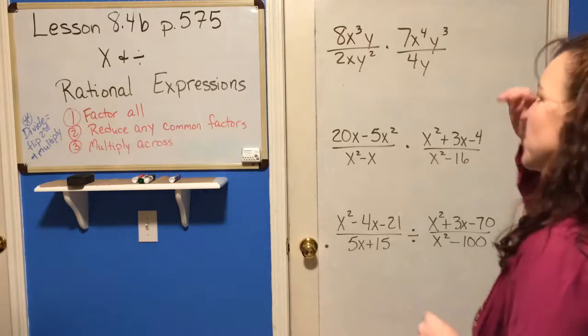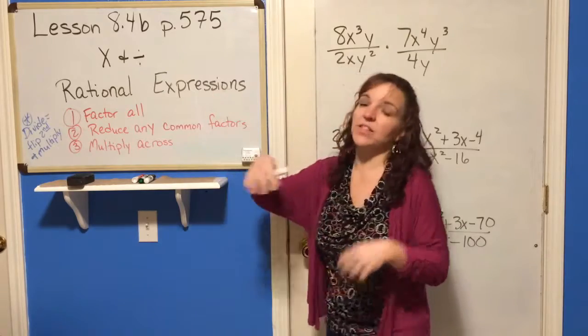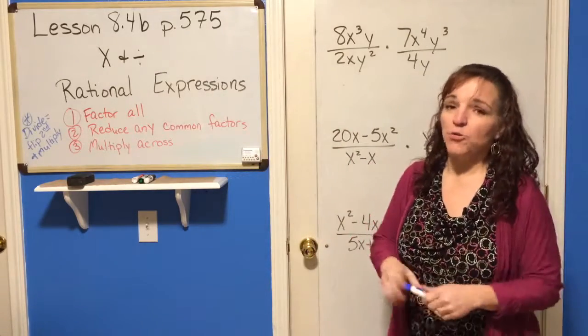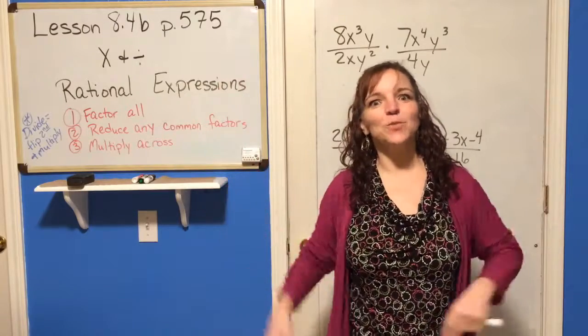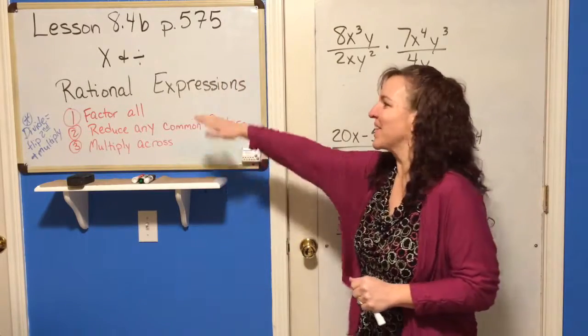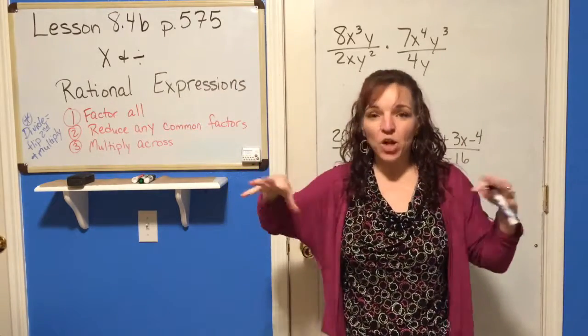Second half of section 8.4 is multiplying and dividing rational expressions. And again, rational expressions being fractions, and you're going to say, but I know how to multiply and divide fractions. Great, this will be an easy section for you. Here we go. So step one is to factor all of the numerators and all of the denominators.